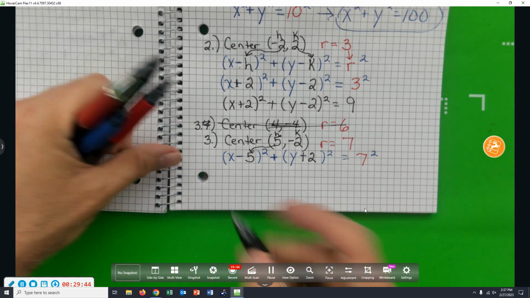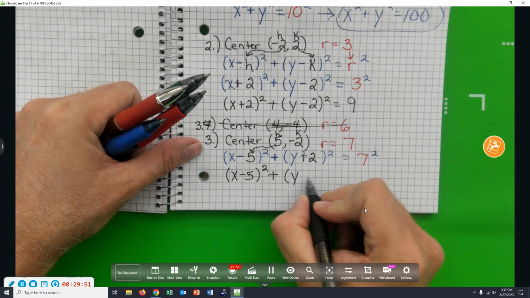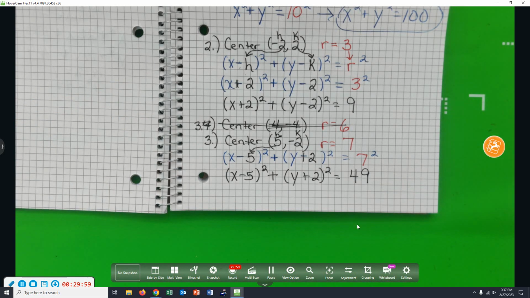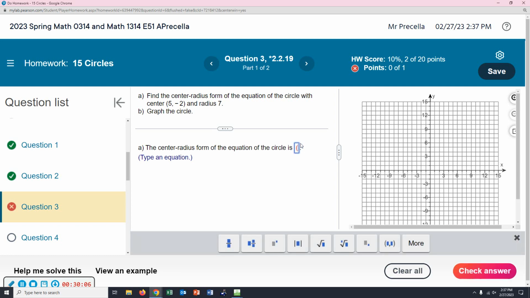So the thing I'm going to type in: parentheses, x minus 5, close parentheses, squared, plus parentheses, y plus 2, close parentheses, exponent squared, equals 49. Okay.